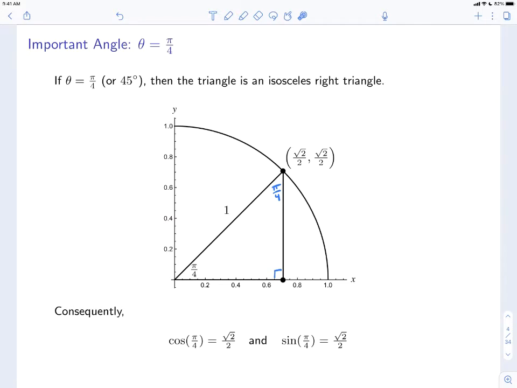Consequently, since this angle that we were calling theta is pi over 4, we can conclude that cosine of pi over 4 is the x-coordinate, square root of 2 over 2, and sine of pi over 4 is the y-coordinate, which is also square root of 2 over 2 in this example.